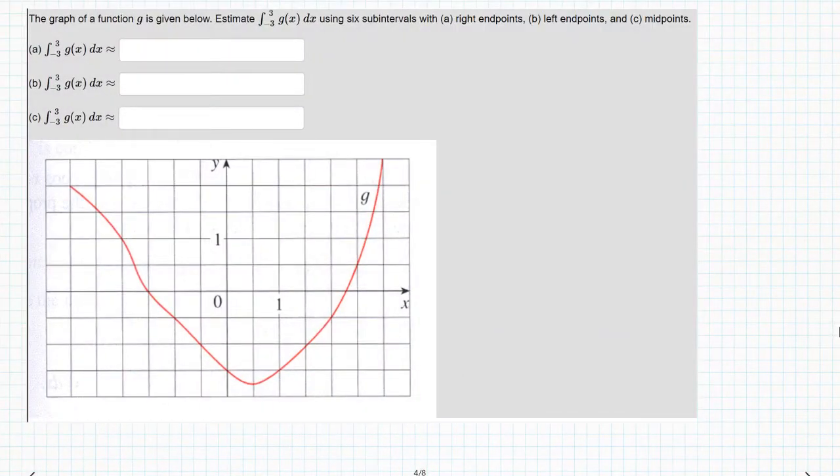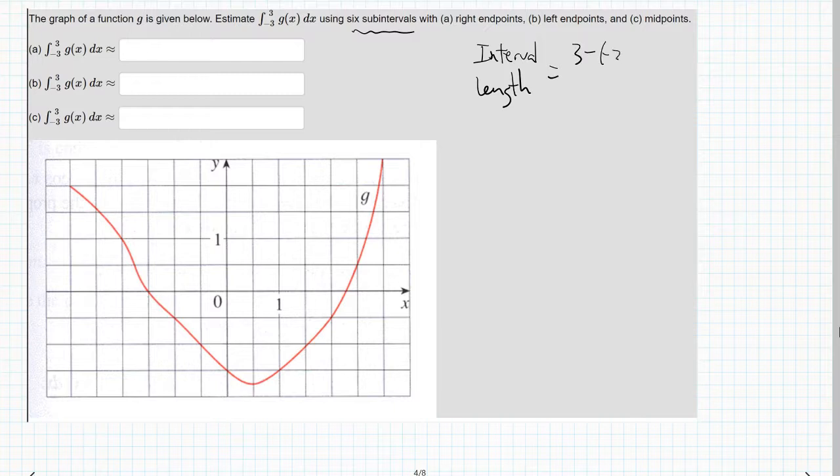We have the graph of a function g given below, and we want to estimate this integral from -3 to 3 using 6 subintervals with right endpoints, left endpoints, and midpoints. So we'll do that. For the interval length, we'll take the bounds, so 3 minus -3, and then divide that by the number of intervals, which is 6.